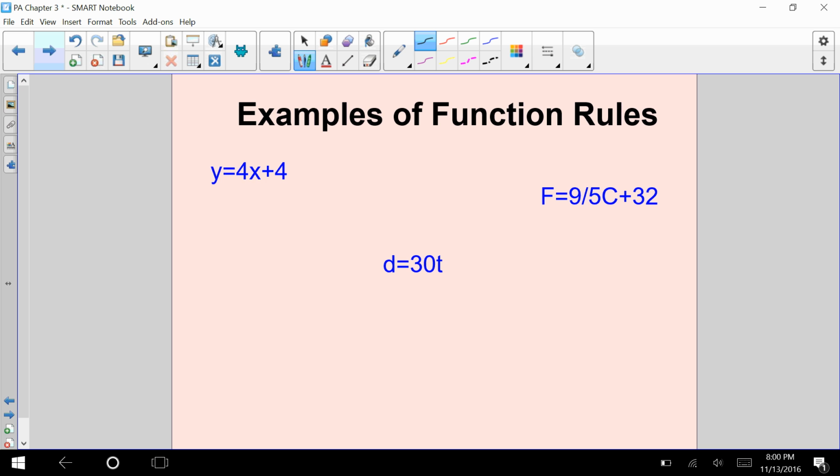These are examples of function rules. y equals 4x plus 4. I put in an x, I get out a y. d equals 30t. I put in a t, I get out a d. f equals 9/5 c plus 32. I put in a c, I get out an f.